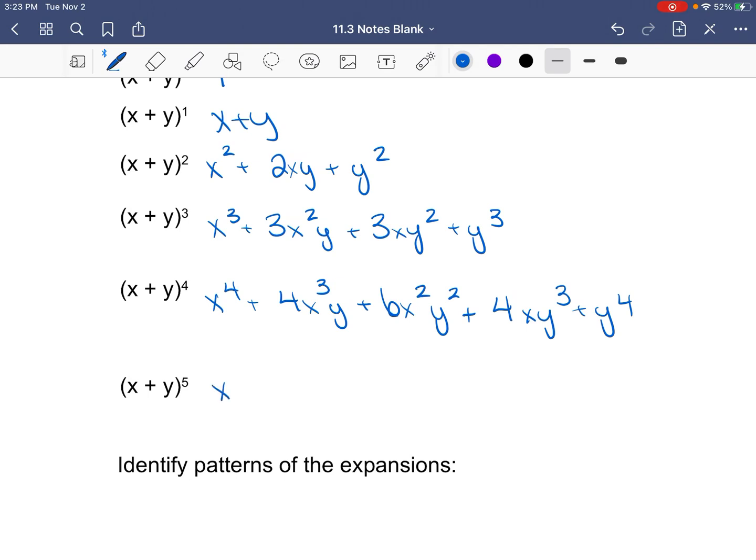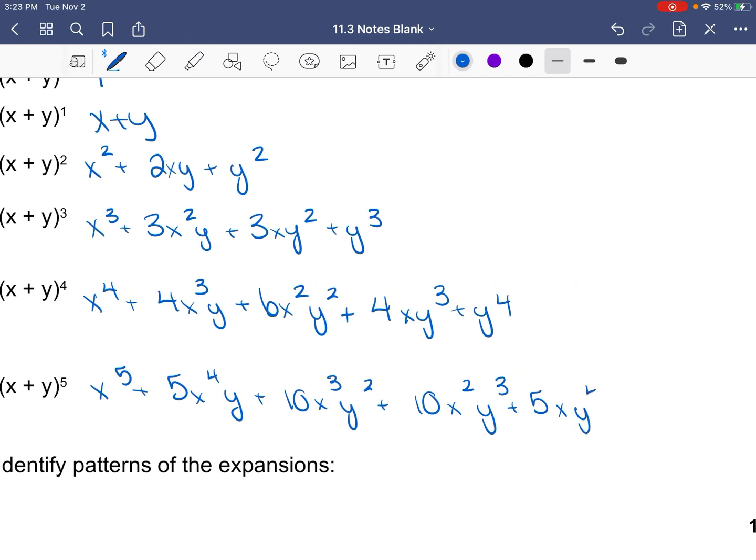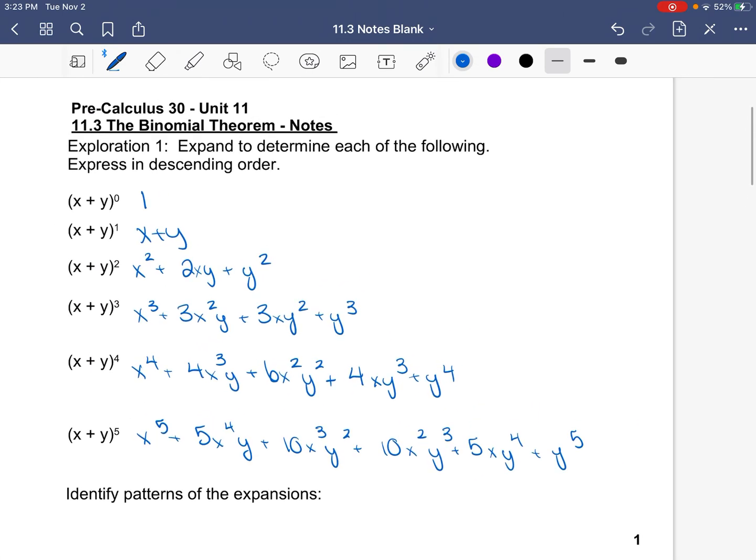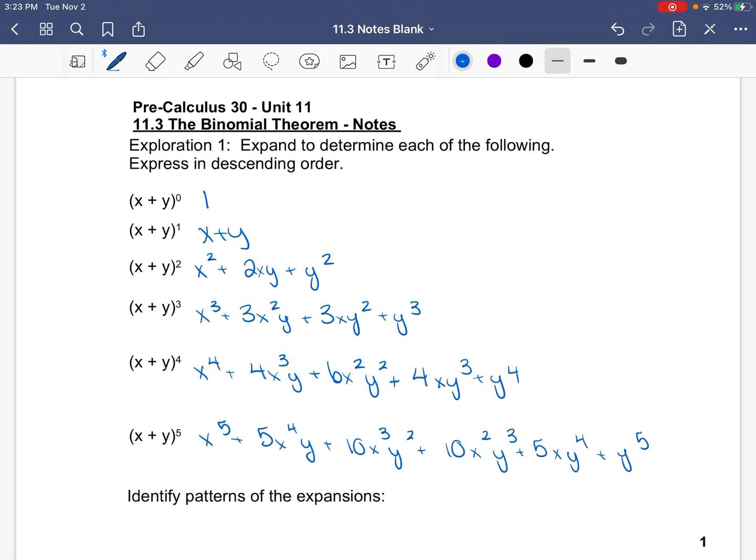And our last one, x to the fifth plus 5x to the fourth y plus 10x cubed y squared plus 10x squared y cubed plus 5x y to the fourth plus y to the fifth. So if we were to multiply those out, that's what we would get.